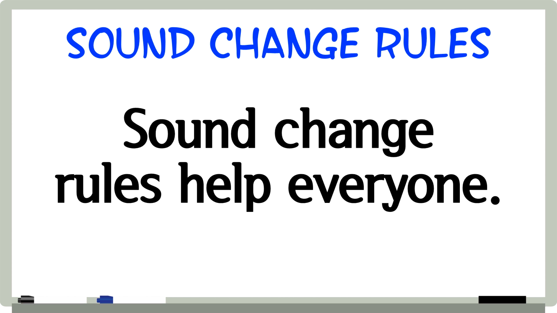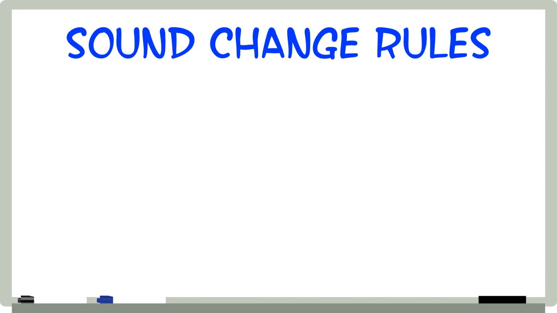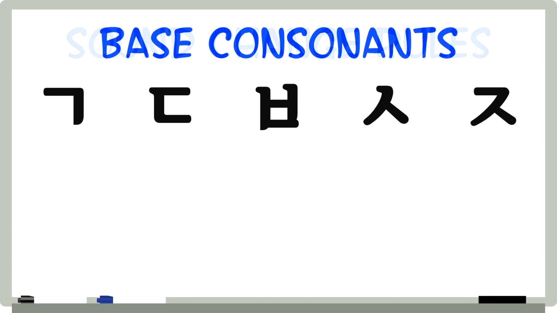In order to help us learn some more sound change rules, I'm going to teach you a special trick that I know. Look at these 5 consonants. These are what's known as base consonants, or at least I call them that. These 5 consonants are important because if you know them, it can help you learn the rest of our sound change rules a lot more quickly. Most sound change rules revolve around these 5 consonants. I'll show you what I mean.